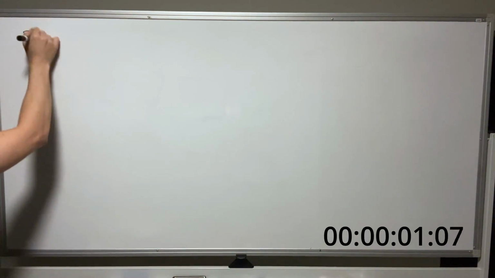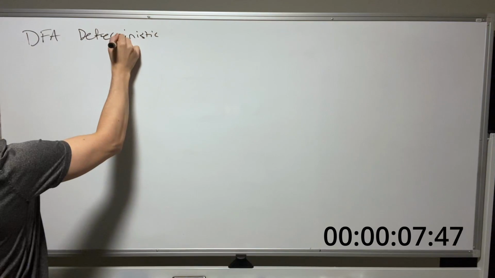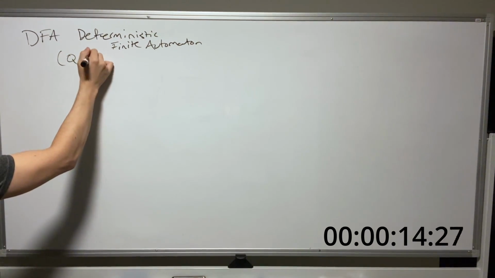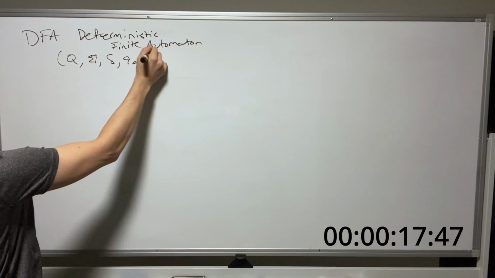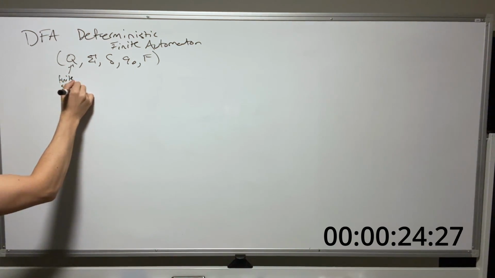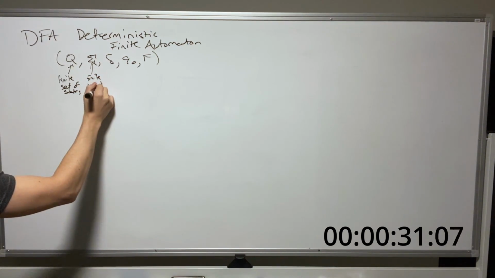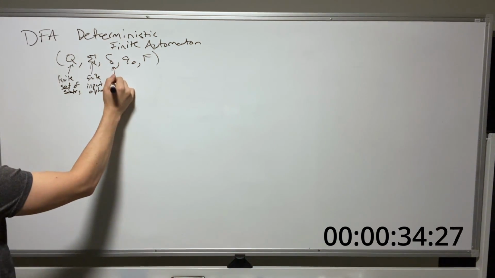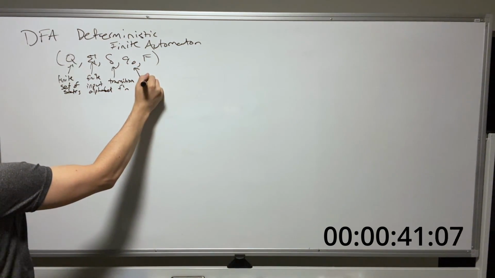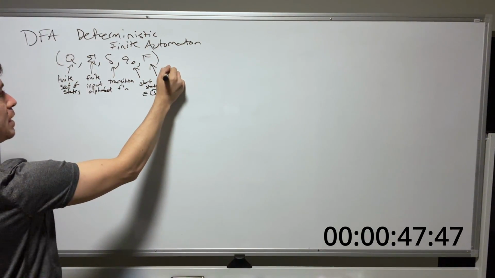3, 2, 1, go. Okay, so a DFA is a deterministic finite automaton. And that is a 5-tuple, Q, sigma, delta, Q zero, F, where Q is a finite set of states. Sigma is a finite input alphabet. Delta is a transition function, which I'll give more details on in a sec. Q zero is the start state, so that is in Q, and F is a set of final states.